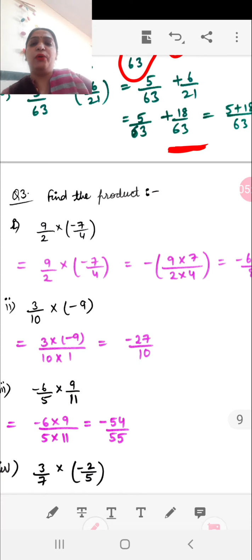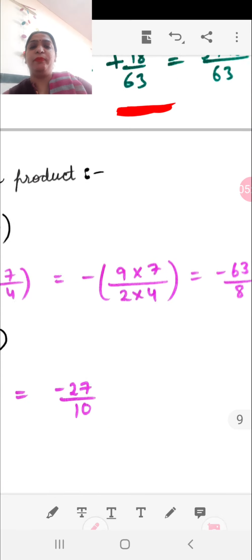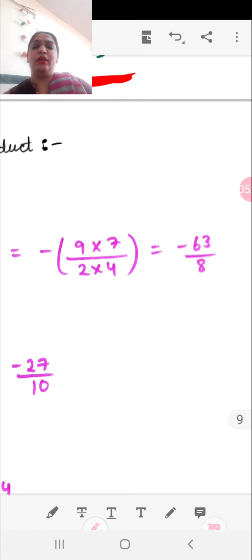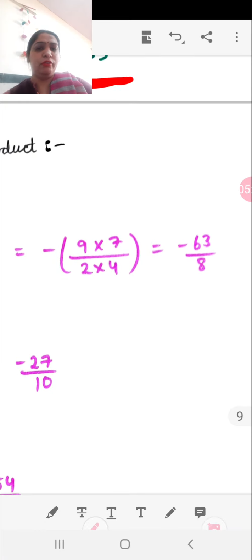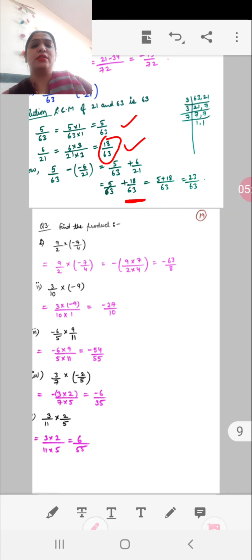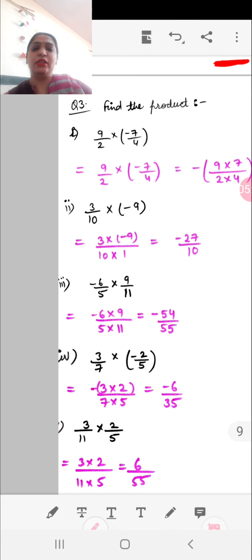Okay. Now 9 upon 2 multiplied by minus 7 upon 4. One is positive, one is negative. So minus sign, take out common here. So it will become 9 multiplied by 7 upon 2 multiplied by 4. Okay, so multiply the numerators, 9 sevens are 63, and multiply the denominators, 2 fours are 8. So it will become minus 63 upon 8 is the answer.